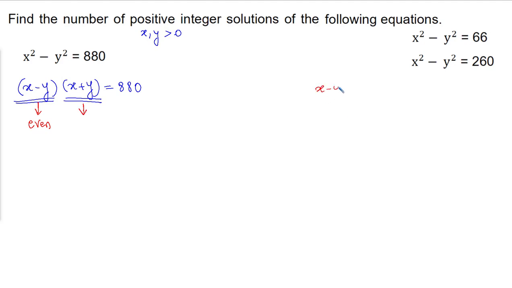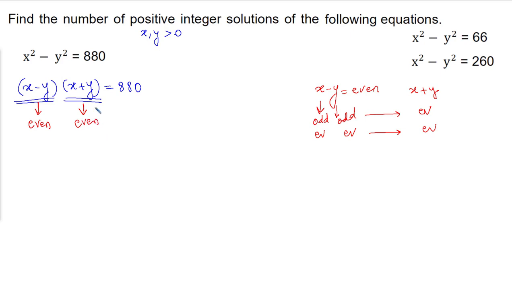If x minus y is an even number, it is possible when x is odd and y is odd, or when x is even and y is even. Now let's check x plus y. If both are odd, then x plus y is odd plus odd, that is even. If both are even, then x plus y is even plus even, which is even. So if x minus y is even, x plus y has to be even only.